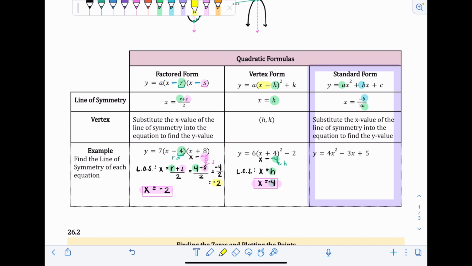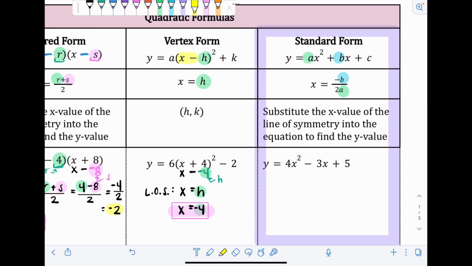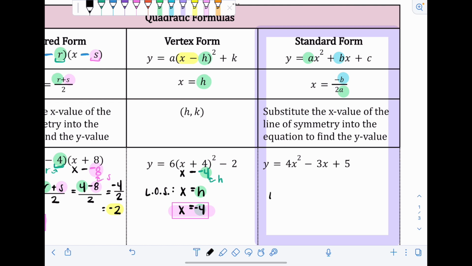Okay, so for the example, we're going to find the line of symmetry for y equals 4x squared minus 3x plus 5. I'm going to go ahead and zoom back in. I don't really think we need the left side anymore. So our formula for the line of symmetry is x equals -b over 2a.